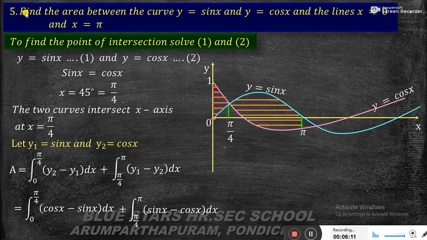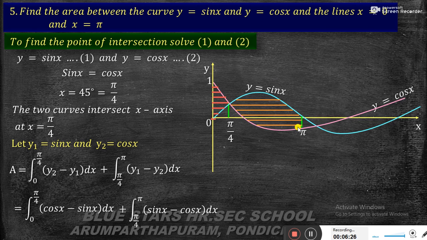Next, fifth problem: find the area between the curves y equal to sin x and y equal to cos x and the lines x equal to 0 and x equal to pi. So now we find the area between these two curves.